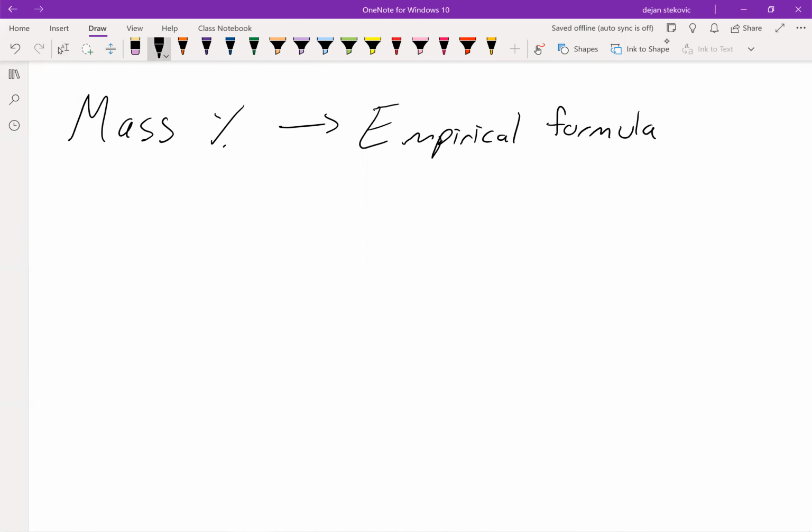All right, here's where mass percent becomes really important. Mass percent allows us to get empirical formulas for our compounds. So let's take a look at this. So first, take a look at mass percent.